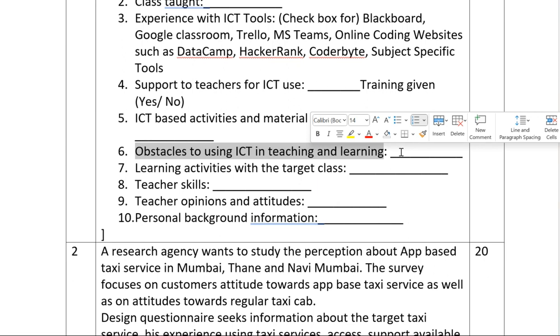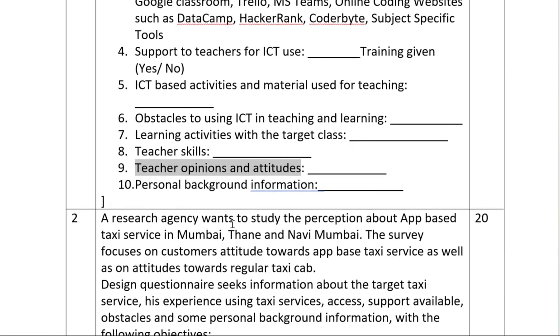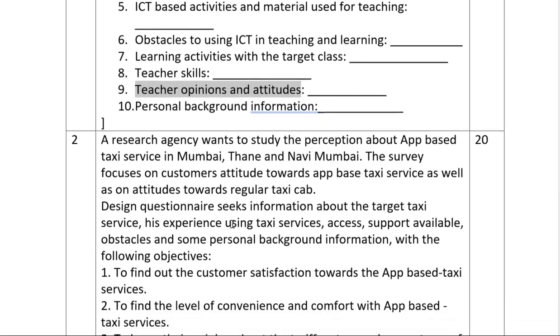So we can have a checkbox or we can have a text box where the problems can be entered. So we can specify the problems like training not given, not familiar with the tool, or we can ask the teacher to write the points in the text box. Learning activities with the target class, then teachers' skills, then teachers' opinions and attitudes, and the personal background information. So all this information needs to be collected in the survey form.